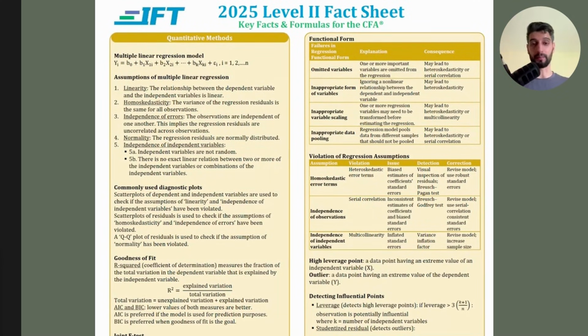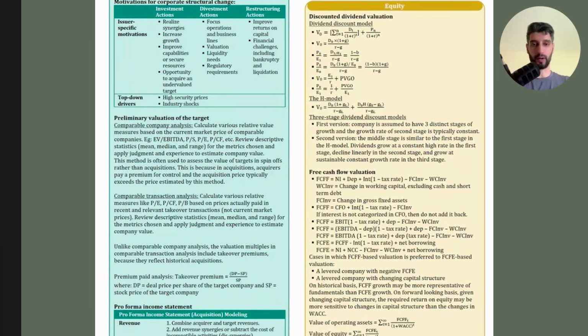This is particularly useful at the back end of your studies when it's more difficult to go through the entire curriculum, so you want a way of going through things quickly, and as I said, just refreshing the key themes. So I flick down to equity, which you can see on the right hand side, and you can see it starts with discounted dividend valuation.